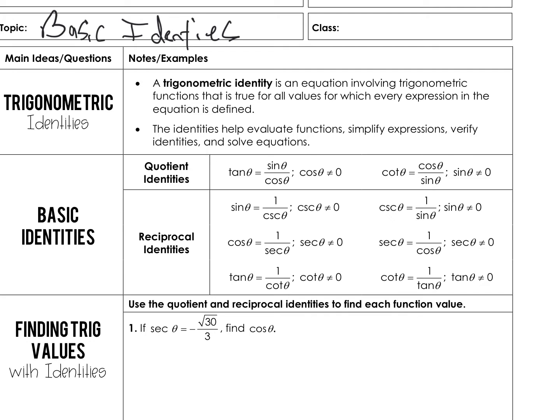A trig identity is an equation involving trig functions that is true for all values. No matter what angle you plug in, they're always going to be true. So whatever you have on the left will be equal to the right, plugging in the same angle. We use them to evaluate functions and to simplify expressions. Later on, we're going to verify identities. We're going to see if an identity is true or not.